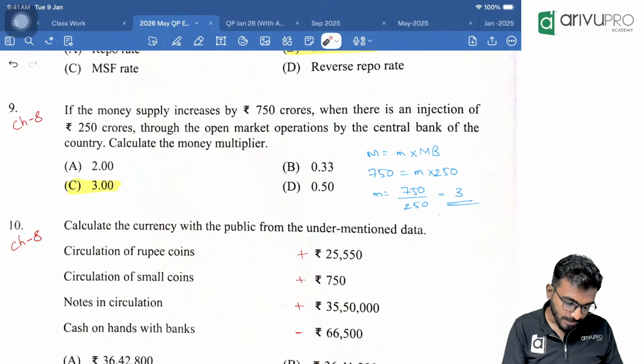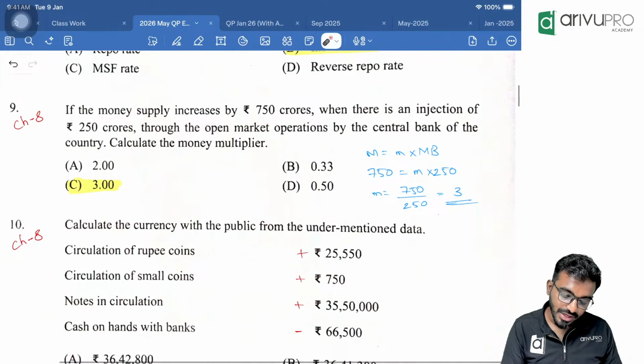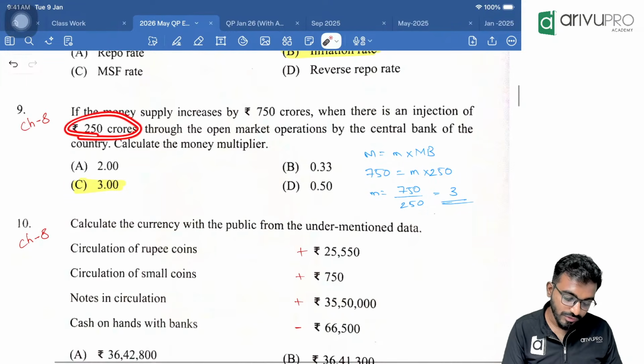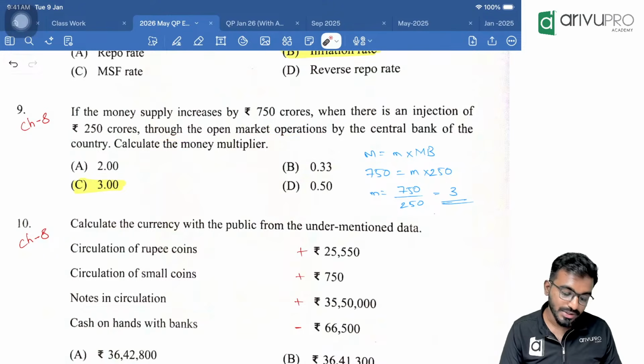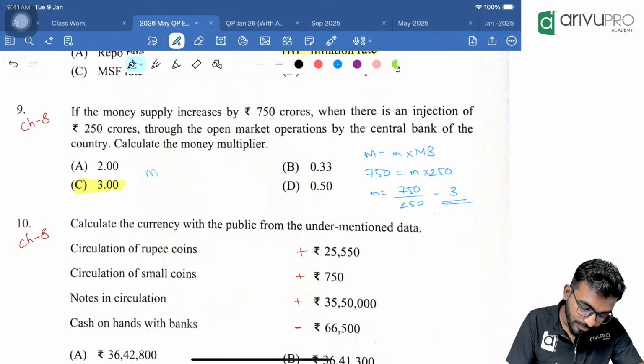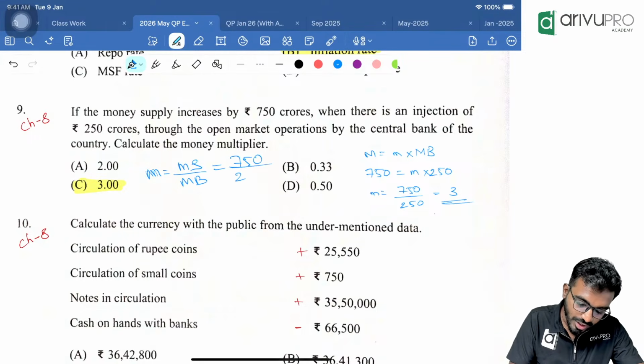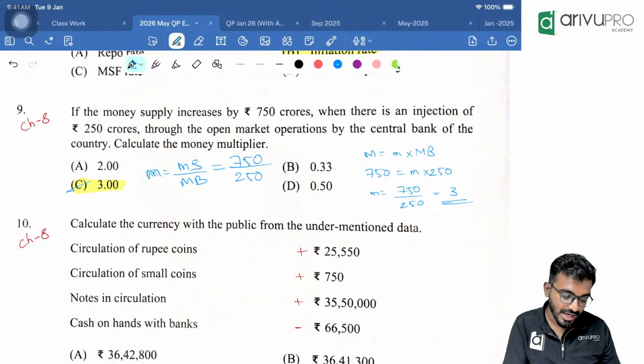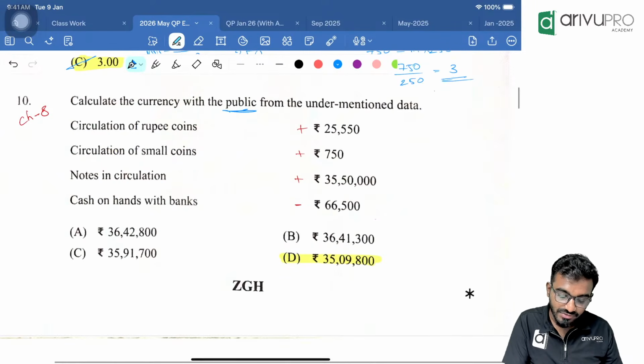See there, if the money supply increases by 750 crore because of an injection of 250 crore through open market operation, clear? This is the money supply increase and this is the monetary base, MB, 250 crore. Calculate the multiplier. What is the formula of the multiplier? Small m is MS by MB. Here money supply is 750 crore, monetary base 250. 750 by 250, answer is 3.